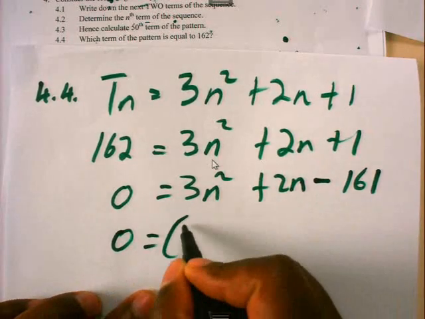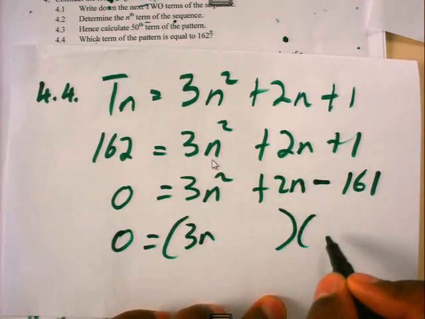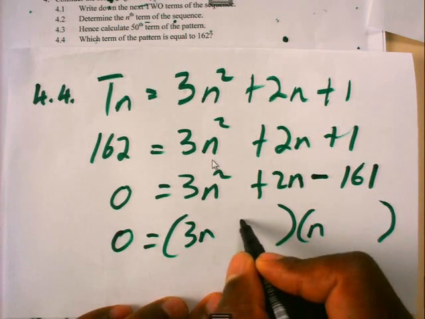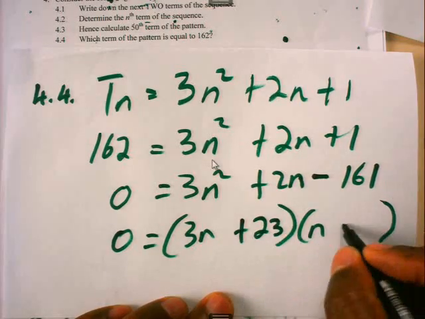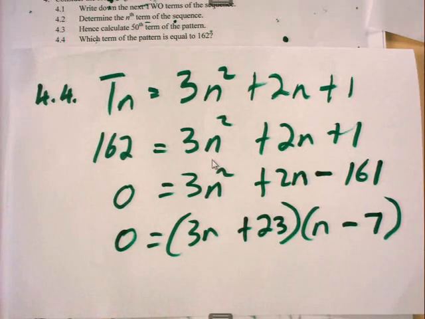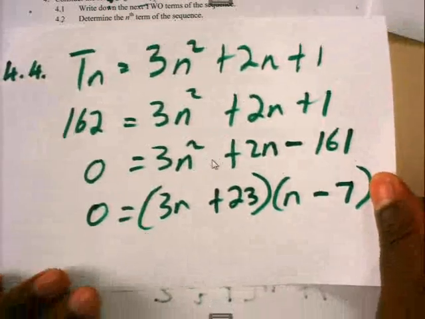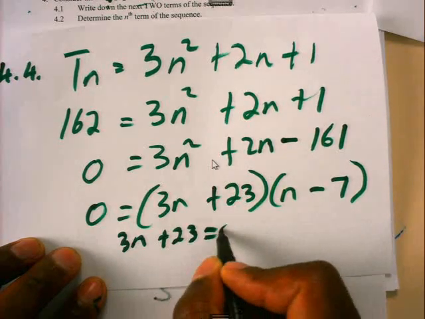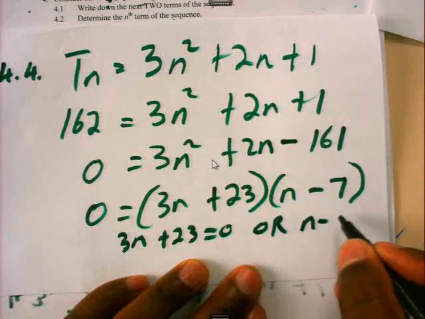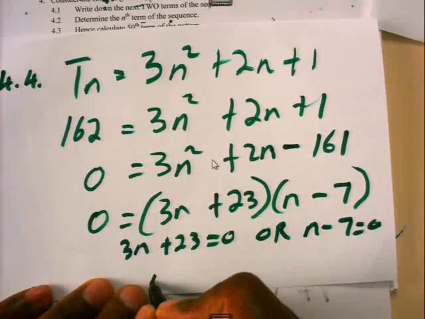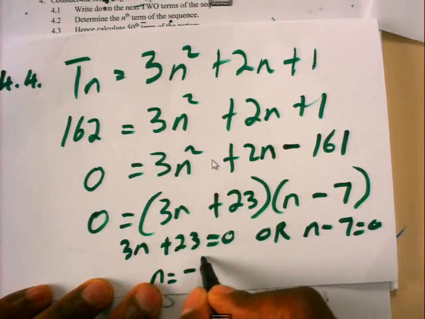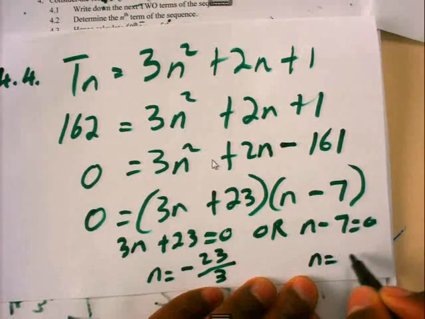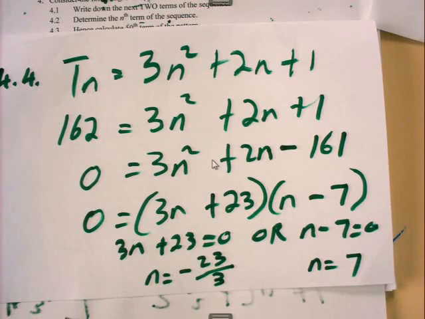Let's work it out. The factors: we've got 3n, and we also have n. For factors of 161, I think we can have positive 23 here and minus 7. Now we need to solve for n. 3n plus 23 is equal to 0, or n minus 7 is equal to 0. If you solve for n, n will be equal to minus 23 over 3, or n will be equal to 7. Those are the two values of n.